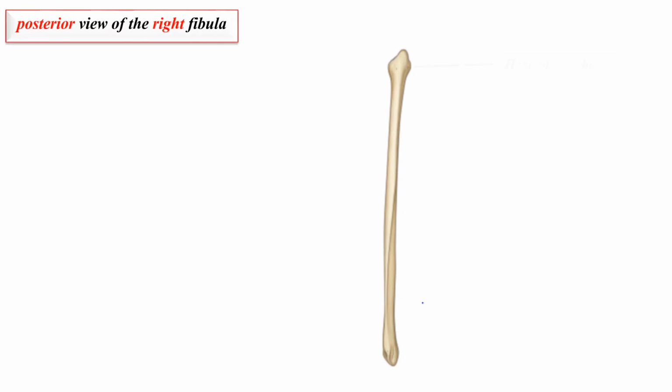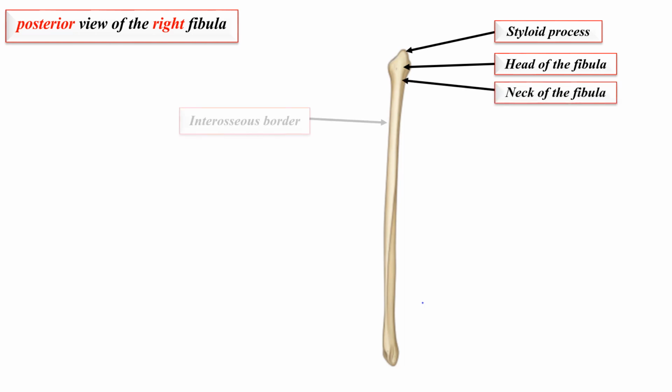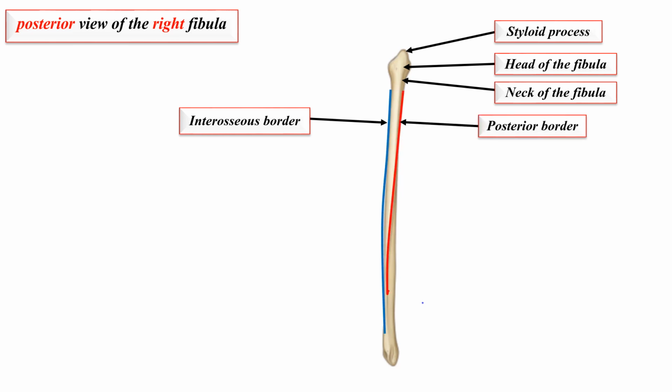This is the posterior view of the right fibula. This is the head of the fibula. Superiorly, this is the styloid process. It projects upward from the posterolateral surface of the head. Distal to the head, this is the neck of the fibula. And this is the interosseous border of the fibula. This is the posterior border of the fibula. Between them, this is the posterior surface of the fibula.